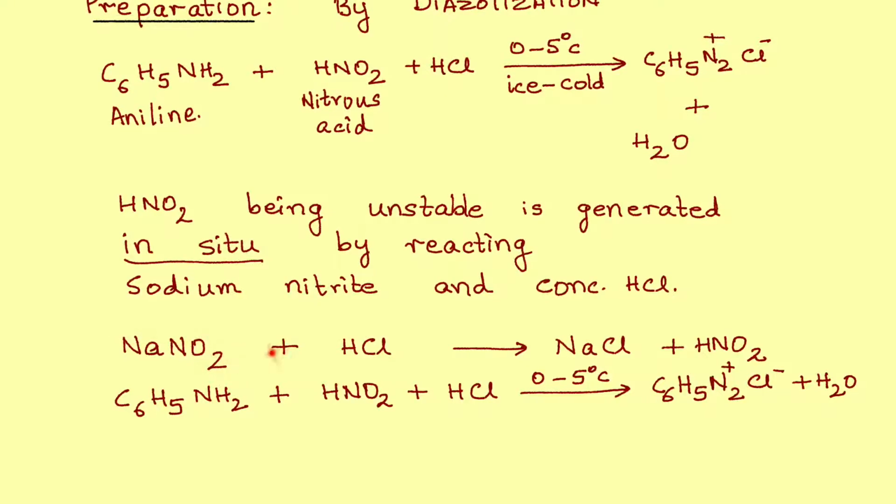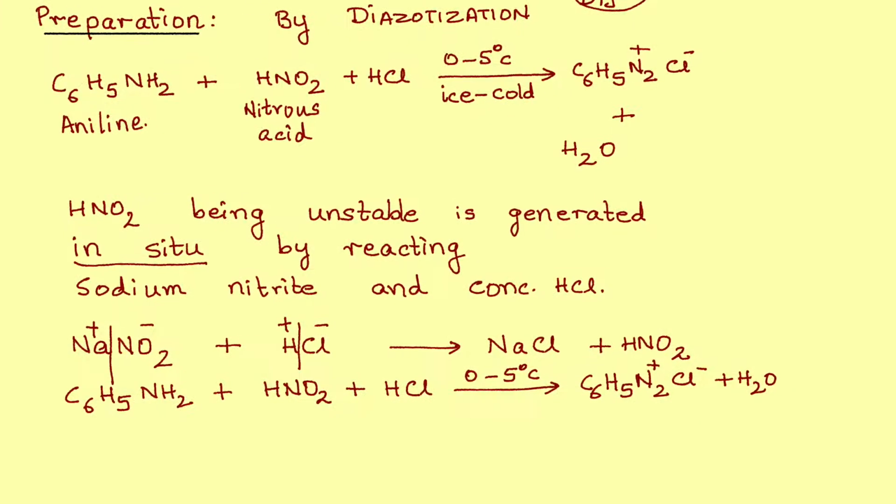Now you must be wondering, where did the sodium nitrite come from? Sodium nitrite is used to generate nitrous acid in the reaction mixture. That is what we call in situ. It's a simple double decomposition reaction, positive, negative, positive, negative. And we get NaCl and nitrous acid here. The nitrous acid generated will react with the aniline along with HCl to give us C6H5N2 positive, Cl negative, and water. Right? So I've got my diazonium salt over here.